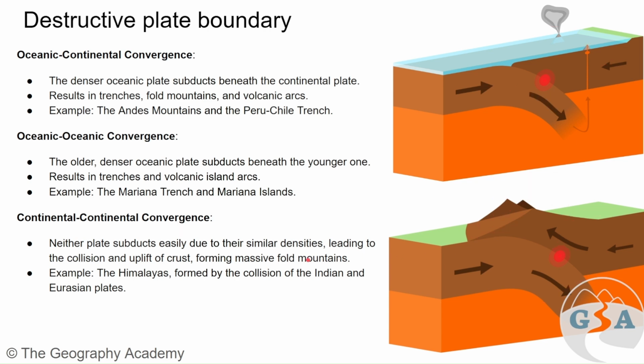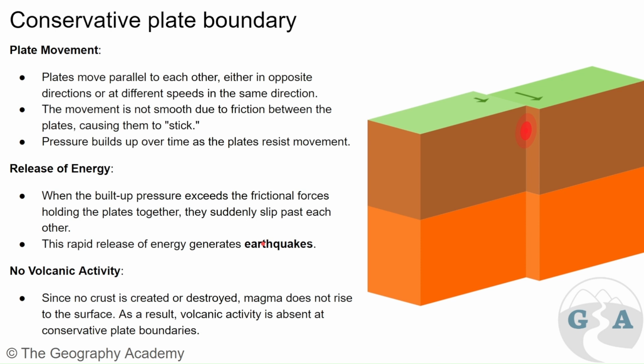Okay, so those are some of the main plate boundaries. In this case, we do find volcanic eruptions in the oceanic-oceanic and oceanic-continental, but we do not get volcanoes in the continental convergent plate boundary, also known as a collision plate boundary.